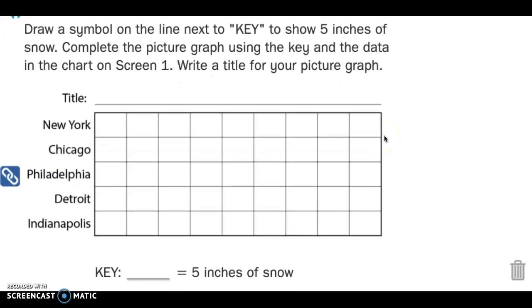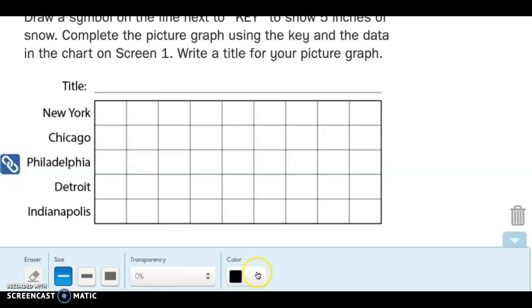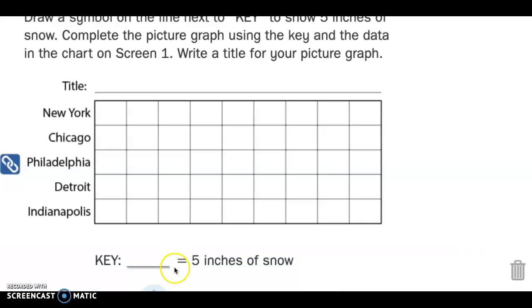Okay, it says draw a symbol on the line next to the key to show 5 inches of snow. Complete the picture graph using the key and the data in the chart on screen 1 to write a title for your picture graph. So right now you need to think of a symbol or a key that you would use to show 5 inches of snow. You could do a circle, you could do a star, but since we're talking about snow, maybe you draw a snowflake, and that's your picture. That would make sense with our story.